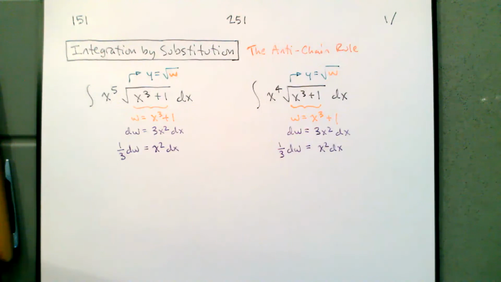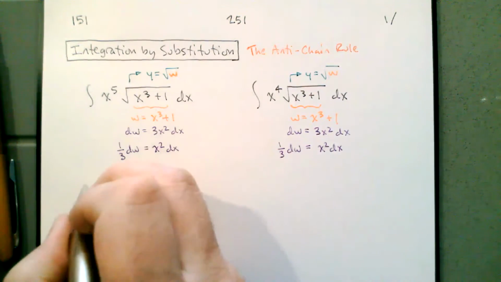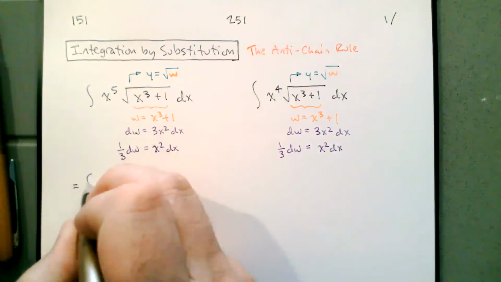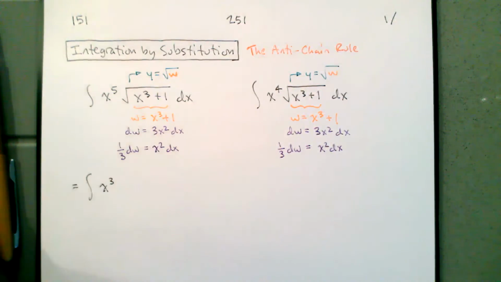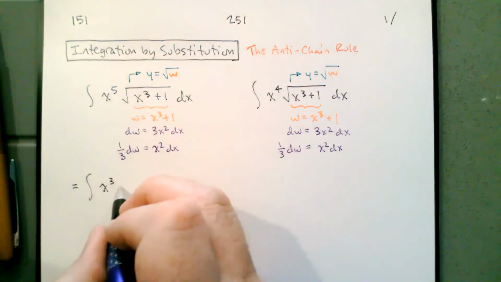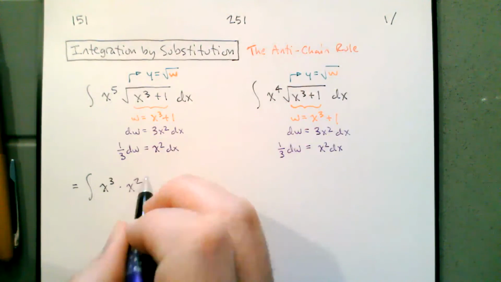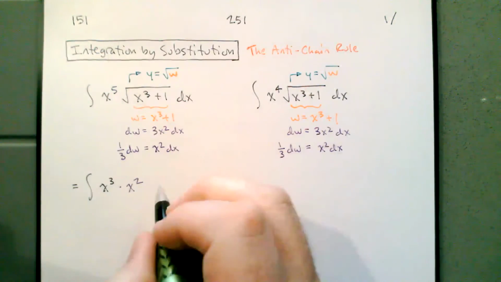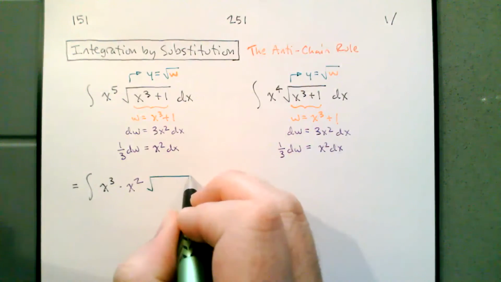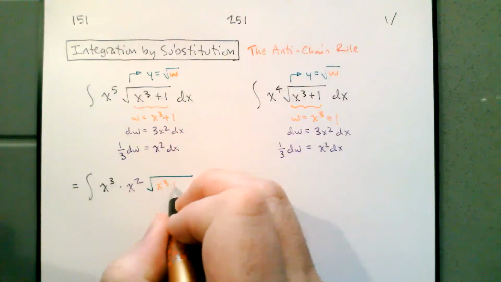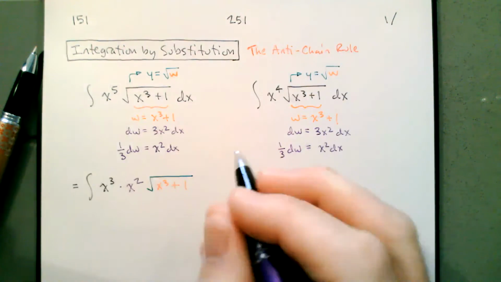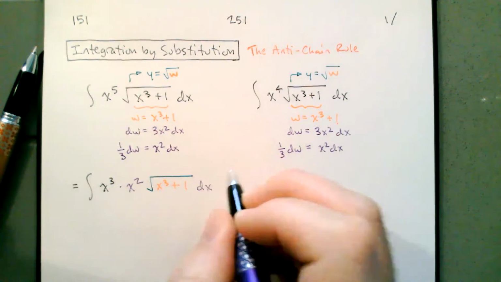So in both cases, I need two factors of x to be the 1/3 dw. But in the first problem, we'll have 3 x's left over, and in the second problem, we have 2 x's left over. So in the first problem, we're going to read this x to the fifth as an x to the third that we're not dealing with, and then an x squared. Then we have the square root of x cubed plus 1. And then the dx is going to pair with the x squared to be the dw.